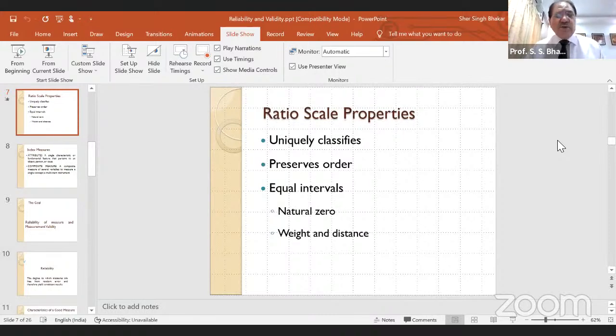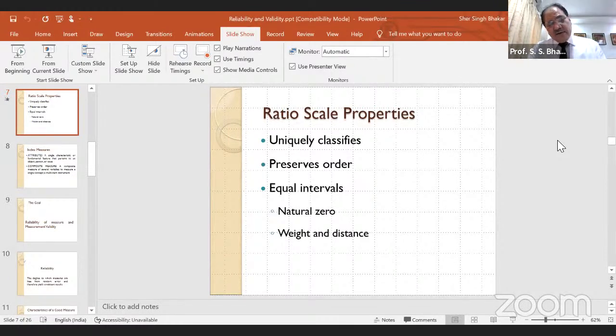Non-parametric tools will be used, right? Mann-Whitney U, chi-square one sample, two sample, KS test, two-sample Kolmogorov-Smirnov test, etc. Those will be used to differentiate between two groups. But if you use interval scale, then a parametric test can be used. That is, a t-test can be applied to differentiate between two groups, right?